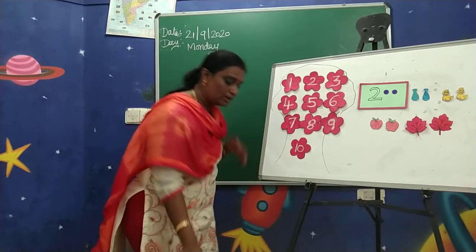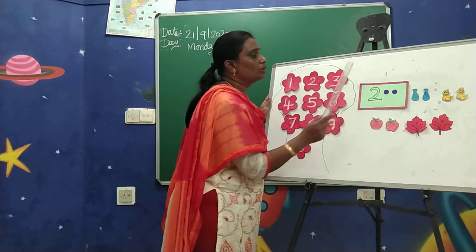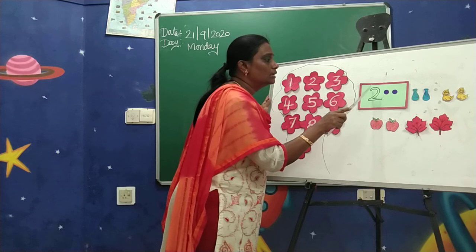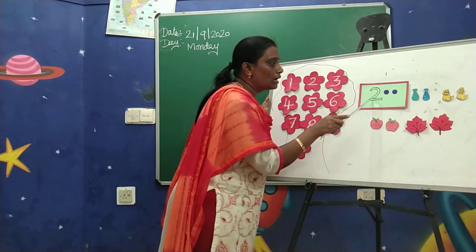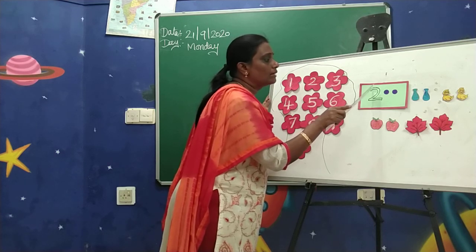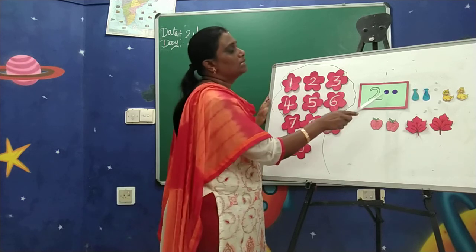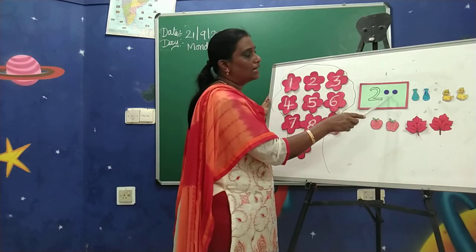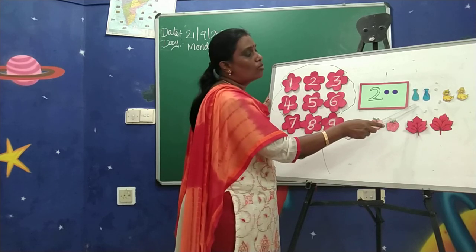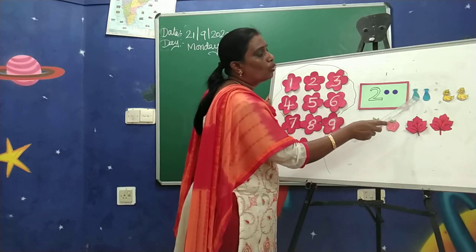Yes. Now once again, I'll tell you about the number 2. This is the number 2. And number 2 always starts with a half curve, slanted down, and sleeping line. So here you have how many dots on the card? 1, 2. Now what is this, children? This is the vase. How many vases you have? 2 vases. 1, 2.